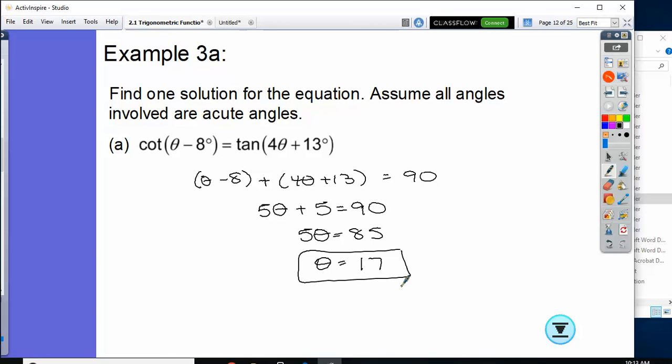Do we need another one like this? I mean, I have a part B if we need it. Or do you understand those? It's not hard, but I have found people just tend to forget about cofunctions. So just remember they have to add up to 90 to be equal.